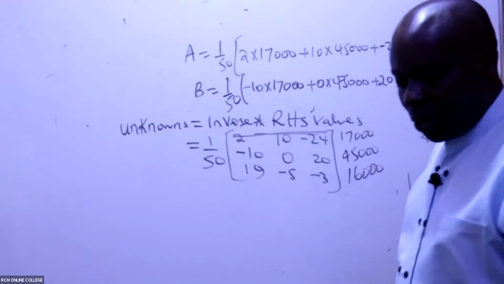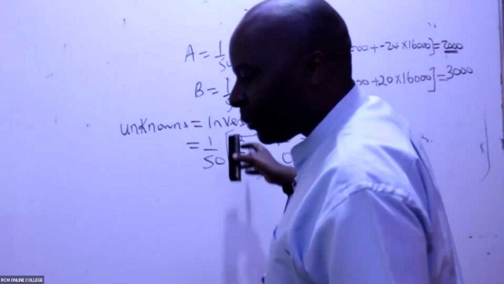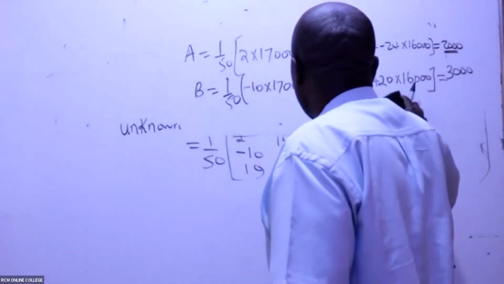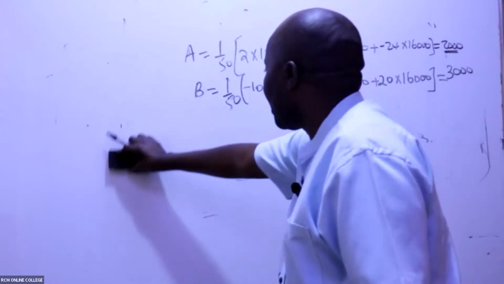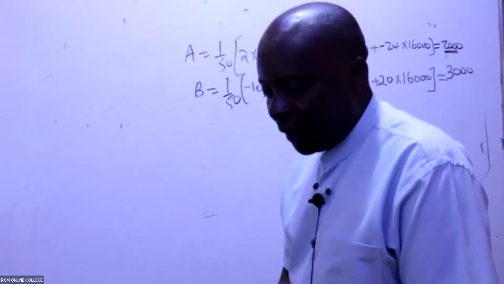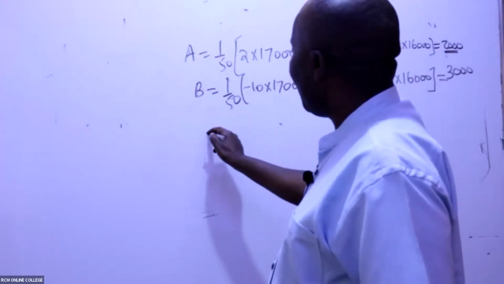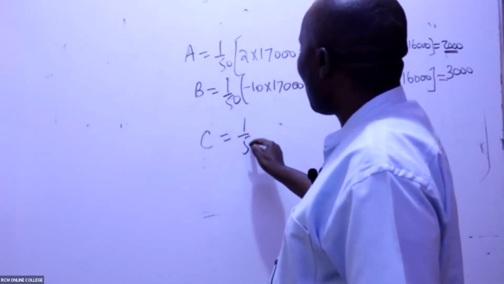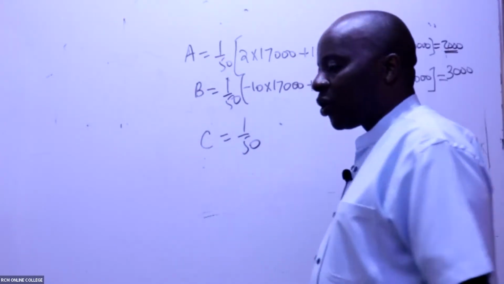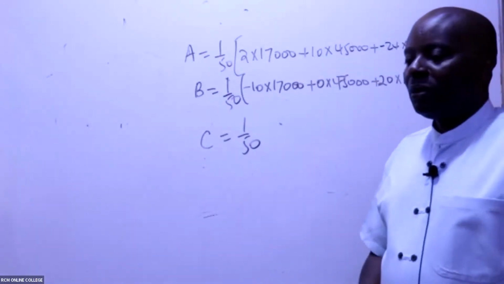For C, you shall again come here and do the same concept. It will be 1 over 50, and the concept is at home.